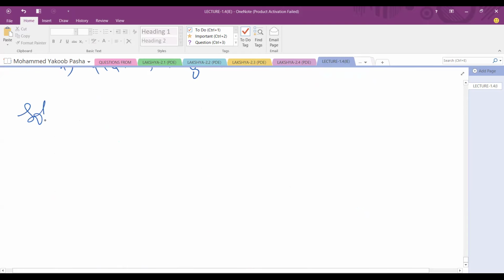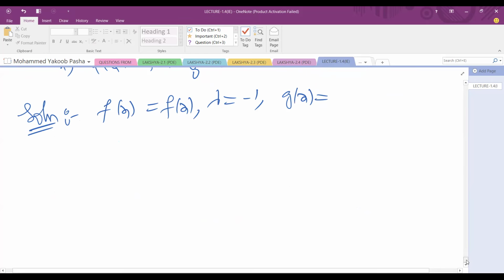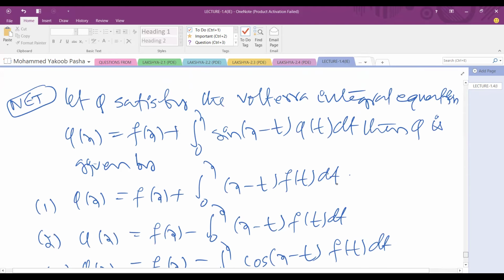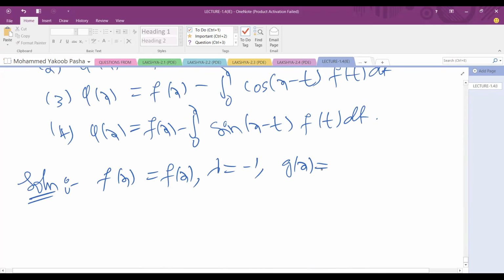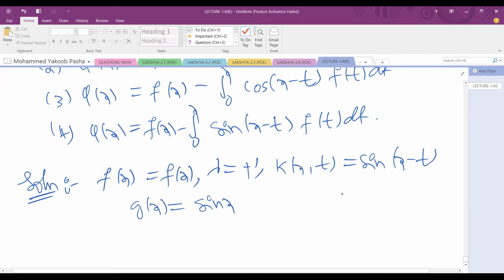ఫస్ట్ ఐఎమ్ టేకింగ్ f of x is f of x itself. Lambda is equal to 1. What about g of x? K of x comma t is my sin x minus t. Okay, so k of x comma t is equal to sin of x minus t. What about g of x? Lambda value +1 కదా సార్. Sin x. Okay, this is +1. Yes, this is 1. Okay, I'm sorry. Okay, g of x is sin x.